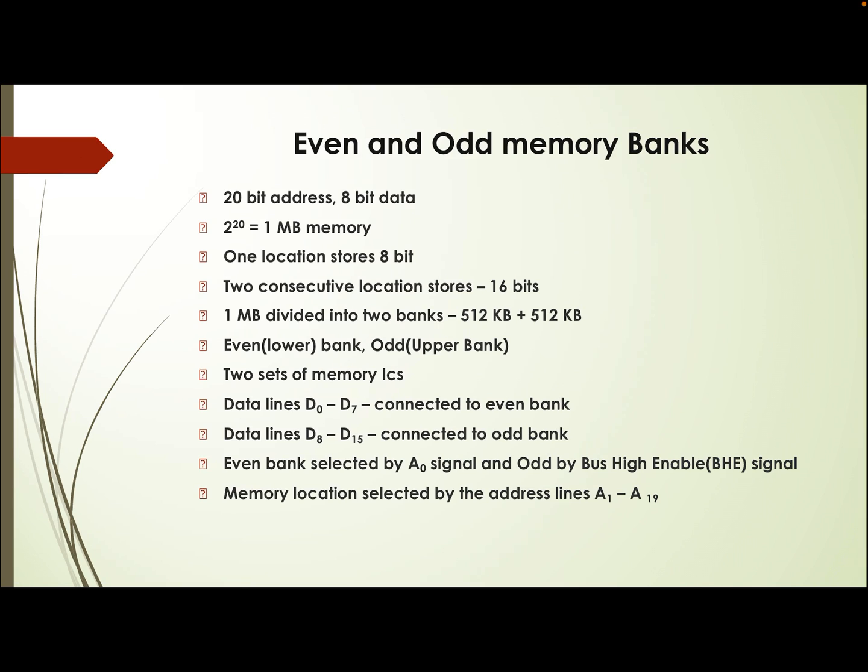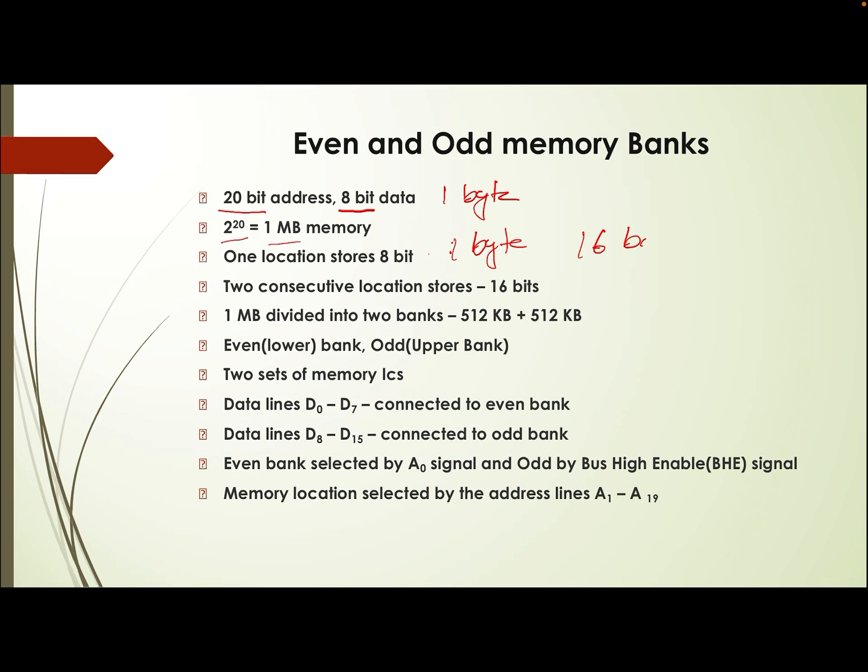Now, even and odd memory banks. As we know, the address in 8086 is 20 bits long and each data item is 8 bits, that is, 1 byte of data. If you calculate the total memory, there are 2 raised to 20 locations. That means 1 MB of memory space is available for direct accessing. Now one location stores 8 bits, so one memory location is needed for storing 1 byte of data.